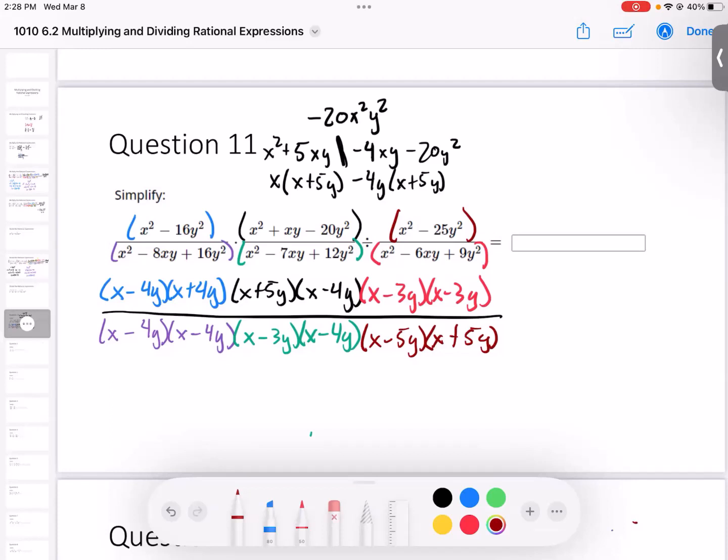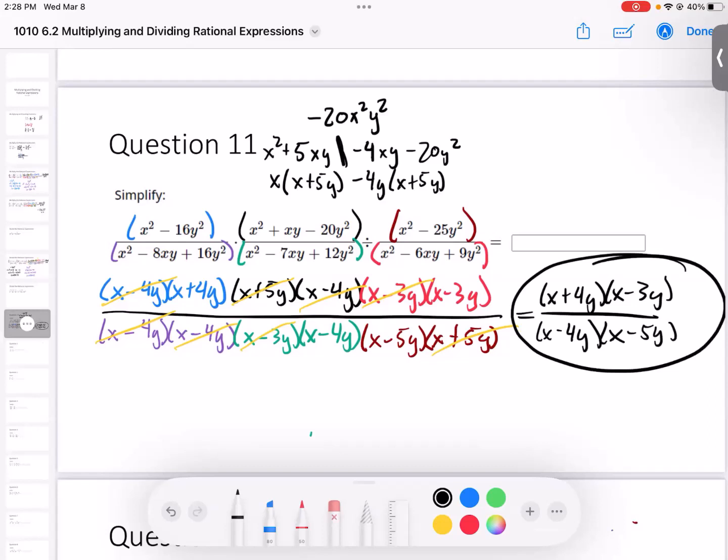Once you have everything in factored form, then you go through and cancel out the things that are in common. So x minus 4y cancels out, x plus 5y cancels out, x minus 3y cancels out, x minus 4y cancels out. And I think that's everything. And so the answer would end up being x plus 4y times x minus 3y all over x minus 4y, x minus 5y. And that would be your simplified answer.